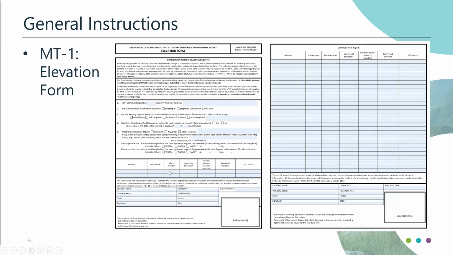Address, lot number, block number. If you've been platted, this information will all be available. And the surveyor would fill this out: the lowest lot elevation and the lowest adjacent grade to the structure. The BFE, pulling that from the profiles, and what flooding source it's coming from. And then they would certify it. If you had multiple lots or multiple areas or structures that you're doing, you can do multiples on this other page.